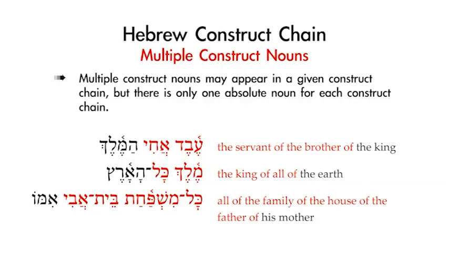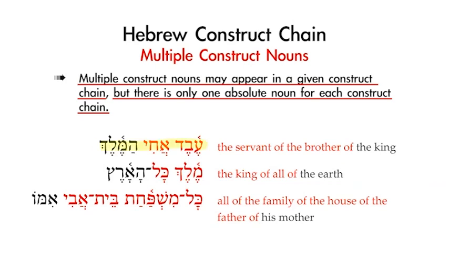Let's look at the screen together. Multiple construct nouns may appear in a given construct chain, but there is only one absolute noun for each construct chain. In our three examples below, you'll see a series of construct nouns appearing in a construct chain, highlighted in red. In our first example, we have two construct nouns, Eved Achi, followed by the absolute noun, Hamelech, the servant of the brother of the king.